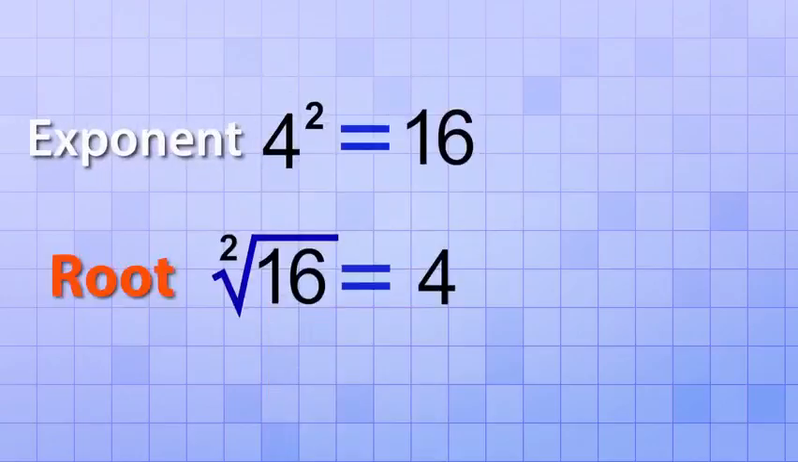When doing the exponent, we asked, what do we get if we multiply 4 together 2 times? And the answer was 16. But when we did the root operation, we asked, what number could we multiply together 2 times to get 16? And the answer was 4. Great. Now that you understand how exponents and roots are related, we're going to look closer at how root operations work. To do that, we're going to change our root problem slightly.